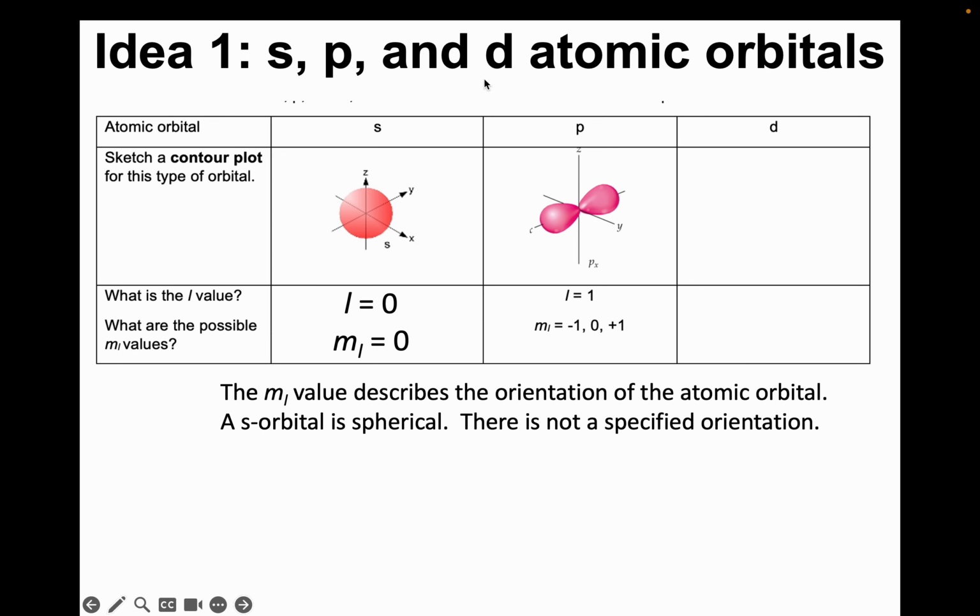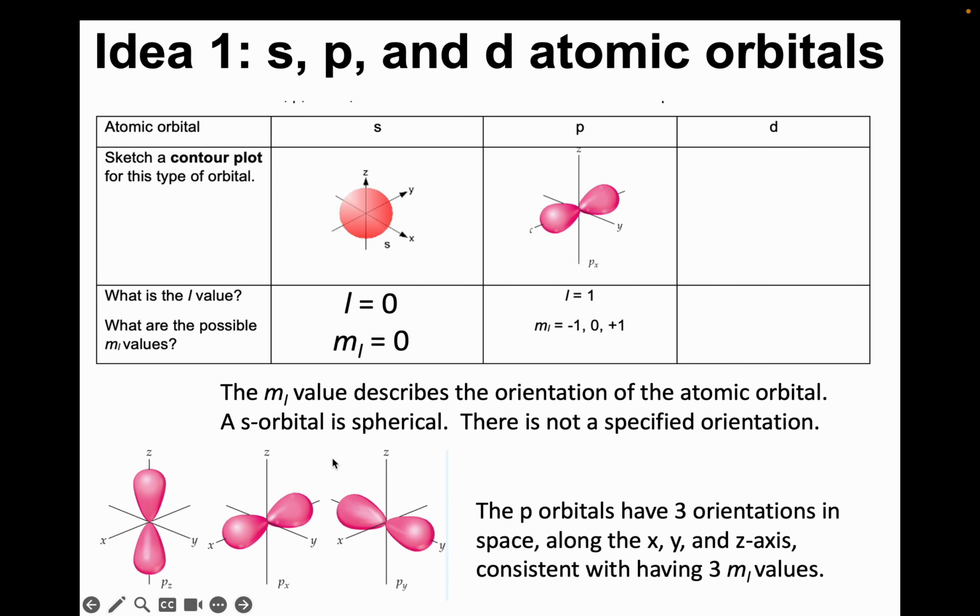When we're thinking about the p orbitals, L equals 1, and there are 3 m sub L values corresponding to 3 different orientations. The L value is telling us the shape. The m sub L value is telling us the orientations it has. For the p orbitals, there are 3 different orientations where we have these 2 different lobes along the x, y, or z axis. That's consistent with the 3 m sub L values.